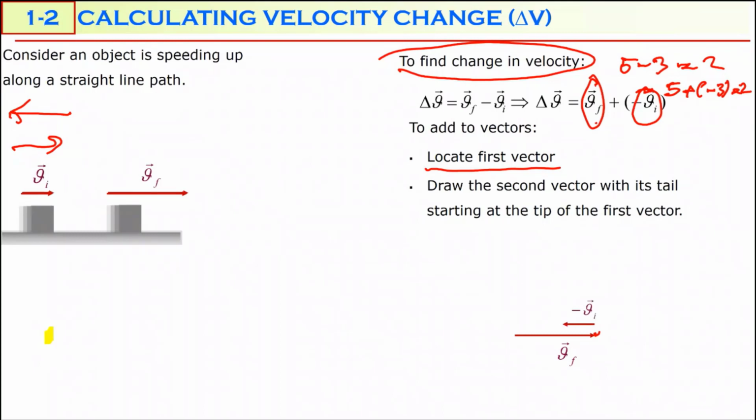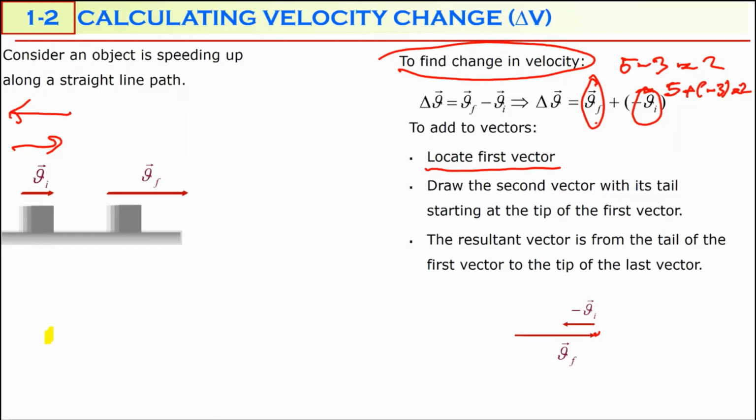Negative V initial is what? In the opposite direction of V initial. And after that, the resultant vector is from the tail of the first vector to the tip of the last vector. So that was delta V. And you learned it like this last year to find delta V. But now I'm going to teach you a much easier way.